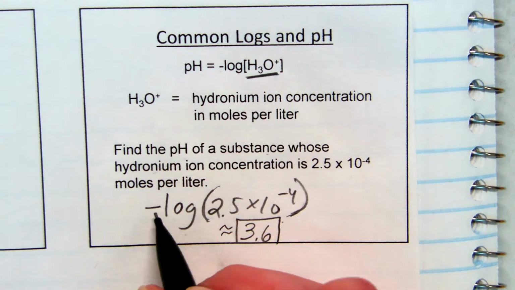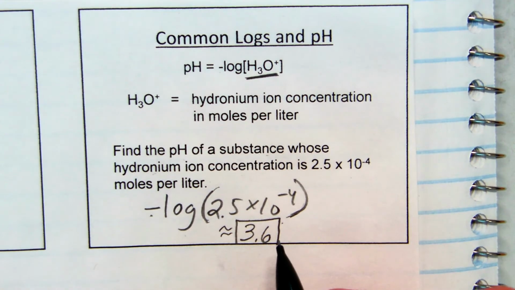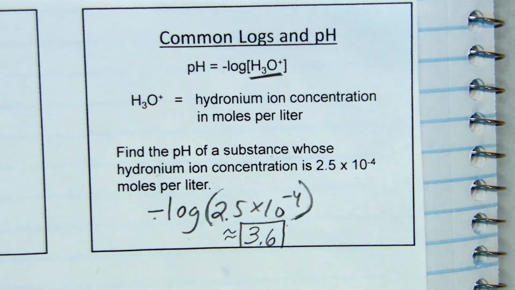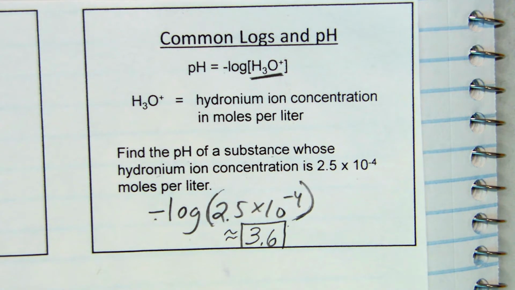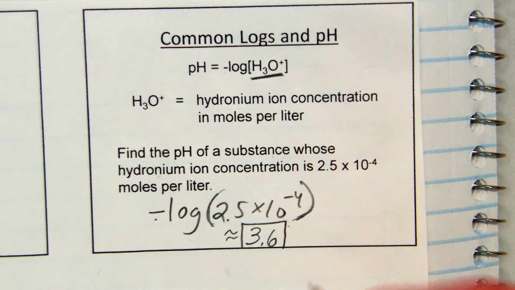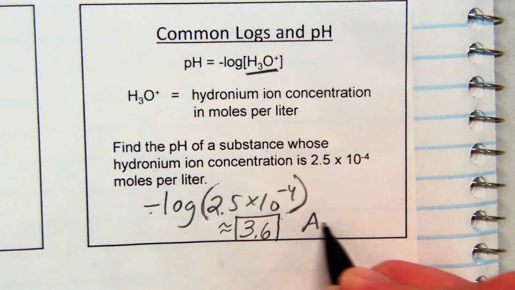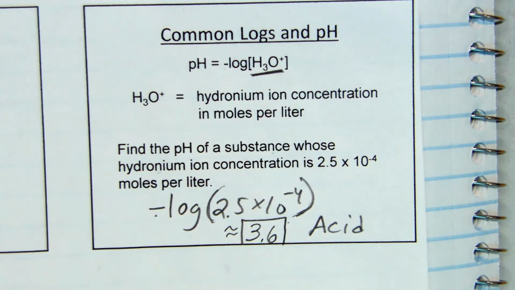If you forget the negative on there, it'll just say negative 3.6, and you can just change it to positive because the scale goes from 0 to 14. There's no negatives. So that's how you can get pH. And then it doesn't ask us to classify, but we could. Since that's less than 7, this would be an acid.